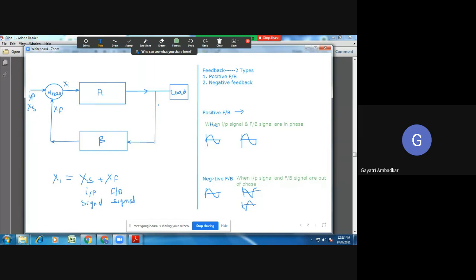Everybody please unmute yourself and define. First of all, what is feedback? You have to define three terms: feedback, positive feedback, negative feedback. Everybody please unmute yourself. Somebody tell me, what do you mean by feedback?